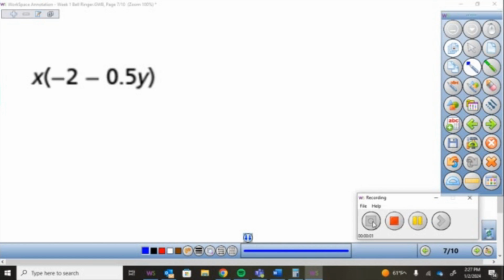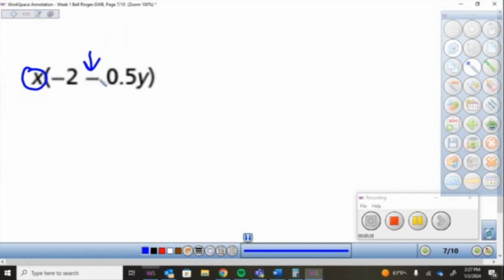Now it's also possible that we have a variable being distributed to everything inside the parentheses. And there might even be another variable, like in this case where you see a y. That's okay. We're going to do everything exactly the same way. Here we go. Since x is the common factor, it's going to be distributed by multiplication to each term inside the parentheses. Remember, each term is separated by either a plus or minus sign.